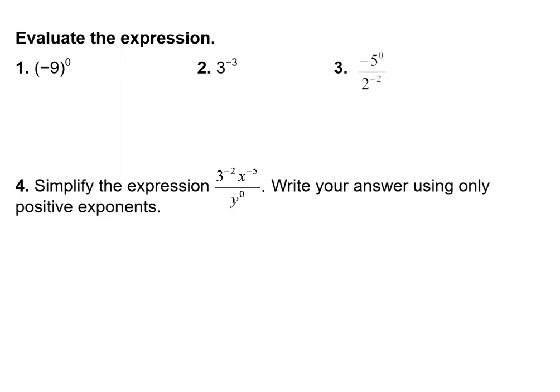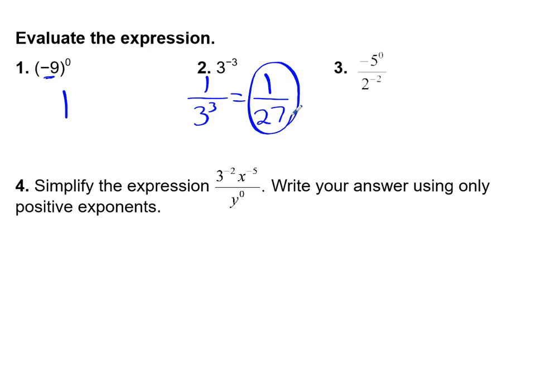All right, here are a few more practice ones. Number 1, negative 9 to the 0 power. Since this isn't 0, anything to the power of 0 is 1. On number 2, our 3 is being taken to a negative power, so we're going to do the reciprocal. 1 over 3 to the 3rd is 1 over 27. You'll notice that did not make anything negative. All it did was move it to the denominator.